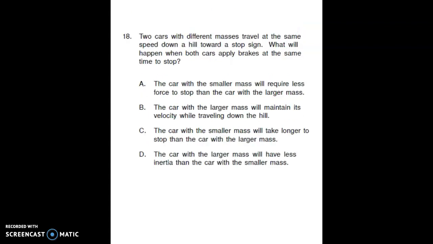Question 18. 2 cars with different masses travel at the same speed down a hill toward a stop sign. What will happen when both cars apply the brakes at the same time to stop? A. The car with a smaller mass will require less force to stop than the car with the larger mass. B. The car with the larger mass will maintain its velocity while traveling down the hill. C. The car with the smaller mass will take longer to stop than the car with the larger mass. D. The car with the larger mass will have less inertia than the car with the smaller mass.